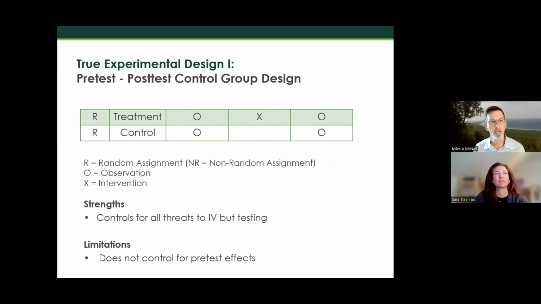So what you see in this design is you have people randomized to treatment and control groups. Both groups get a pretest, and then the treatment group gets the intervention, in this case your broader impact activity. And then you measure both groups at the end and compare the results. So this one has a lot of strengths. It controls for all of the threats to internal validity we discussed earlier, except for testing, and that's because it has a pretest. Now, if you combine this with the next design I'm going to show you, which is called the Solomon 4-group design, you can also account for the testing effect.